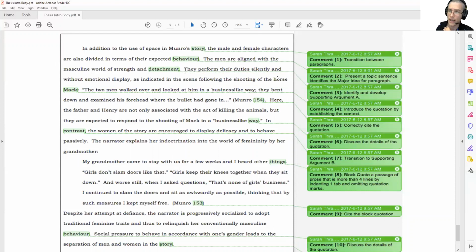I provide context. Where is this happening? What's going on at this moment? Well, it's the scene where the horse Mac is shot. And then I provide the quotation. "The two men walked over and looked at him in a businesslike way. They bent down and examined his forehead where the bullet had gone in."